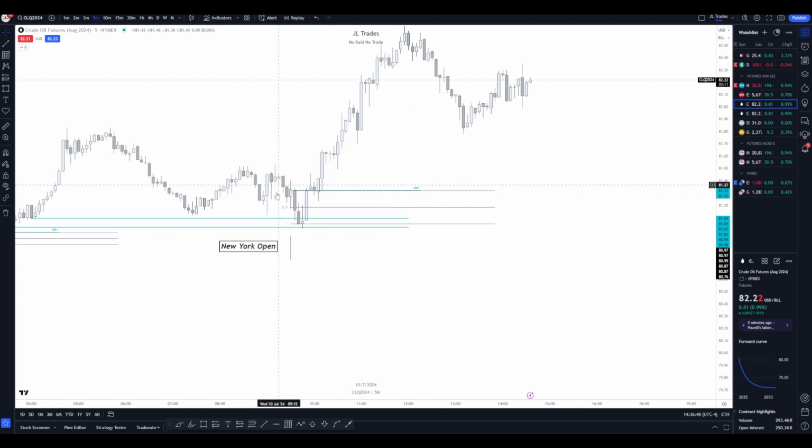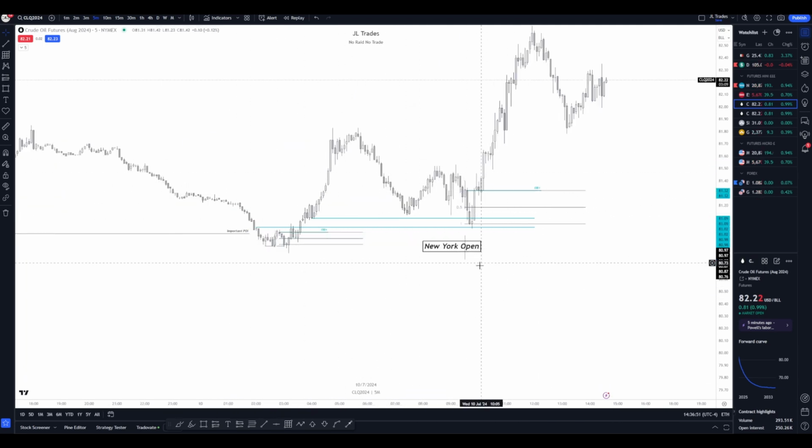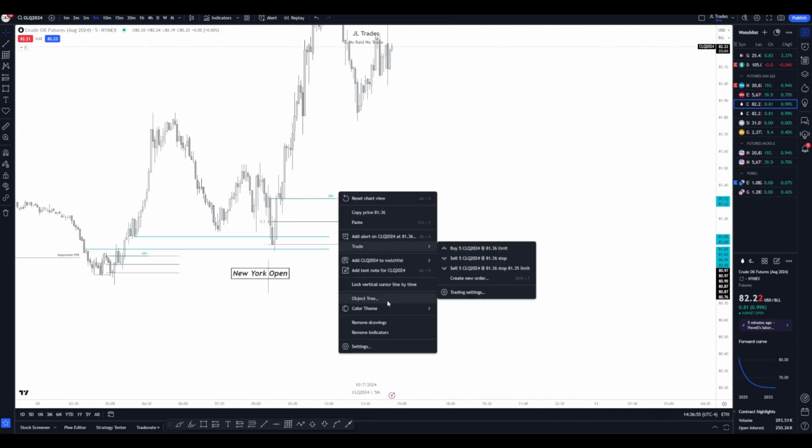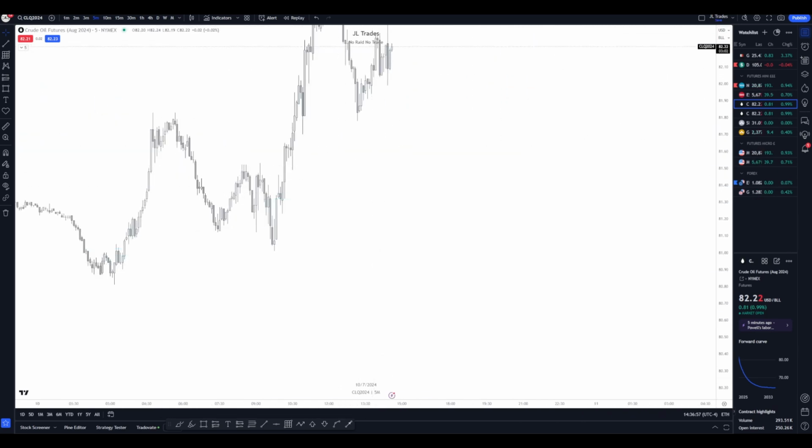This also happened both in New York session and London session. So that's a bullish. These are bullish examples. I hope that makes sense. I'll go into now a bearish example.